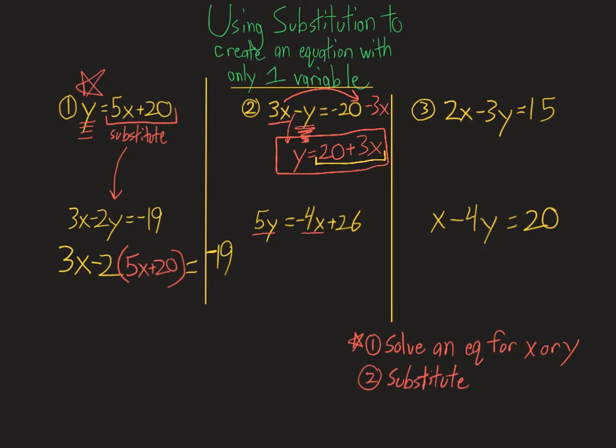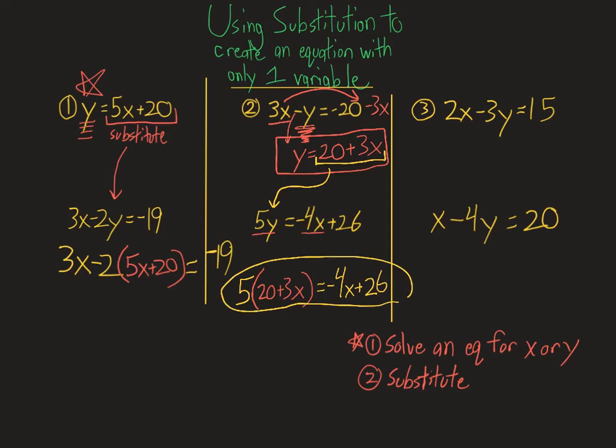So go to your other equation and substitute in that value for the y. 5 times what y is. 20 plus 3x. And then just finish the rest. Equals negative 4x plus 26. There you go. Now we've got an equation in one variable that we can solve for x. Pause it, do number 3.